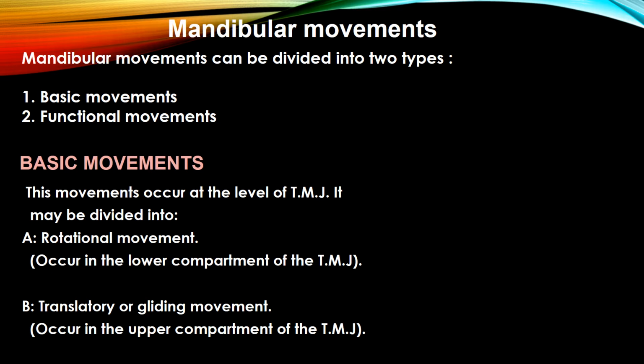Mandibular movements may be divided into two main types of movements: basic or functional movement. Basic movements occur at the level of the TMJ, and they can be divided into two main types: the rotational movement. The rotational movement occurs between the condyle and the inferior surface of the articular disc.